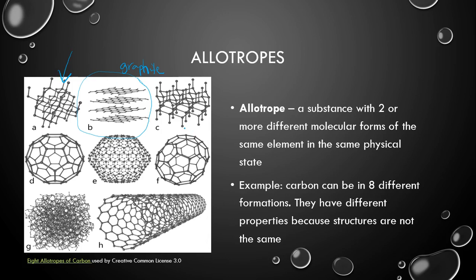Allotropes are just different ways to have solids be arranged so that you have different structures, but it also gives them different properties because of how they're bonded to each other. So that can actually change the properties of a solid.